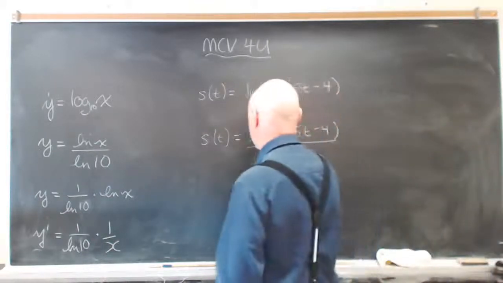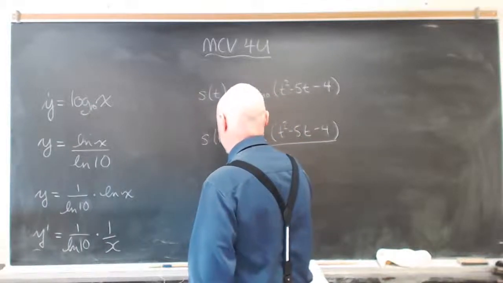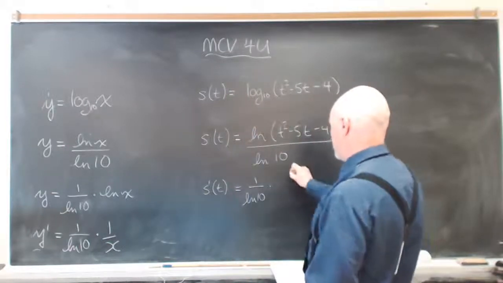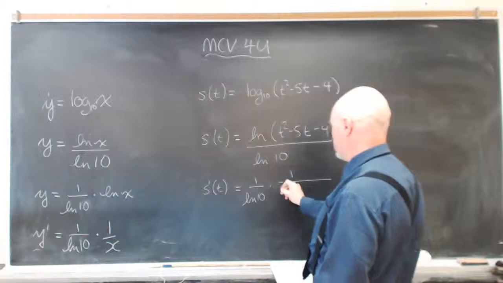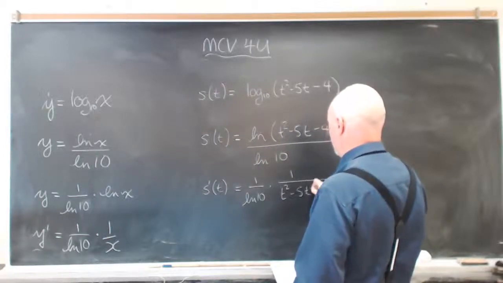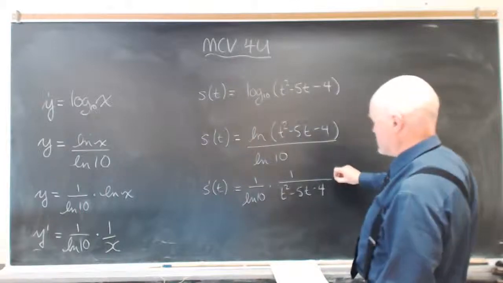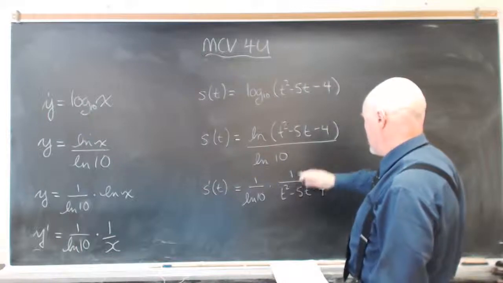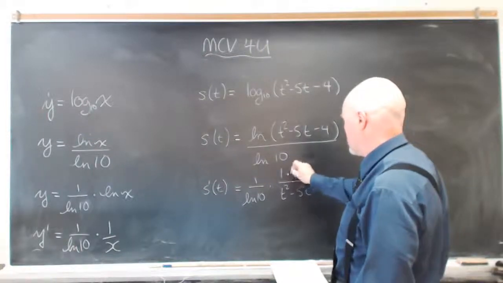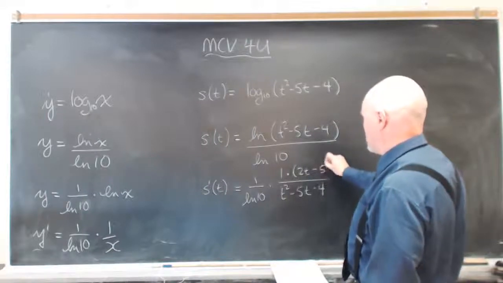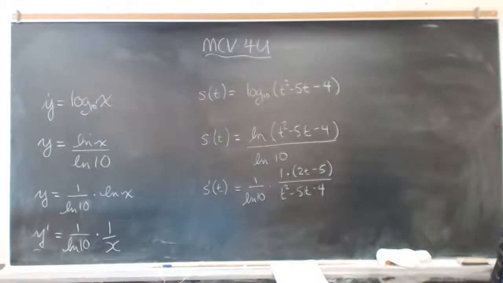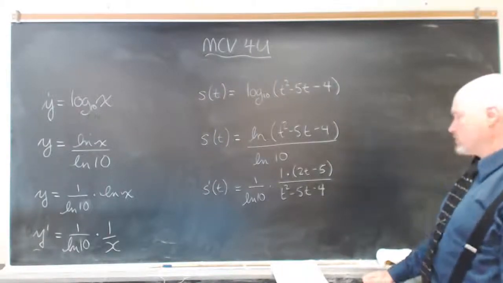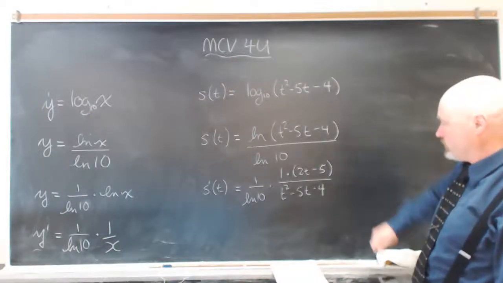So the derivative is just going to be 1 over the natural log of 10 times, I need to use my chain rule now, 1 over the inside, and then I have to do the derivative of the inside function, so I'm just going to be doing times 2t minus 5. And I don't think there are any factors top or bottom here that are going to cancel, so I can just leave it the way it is.